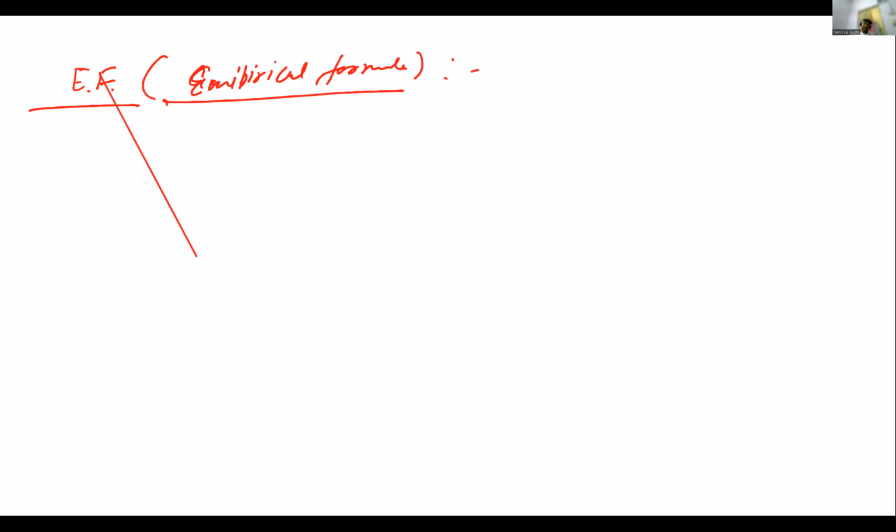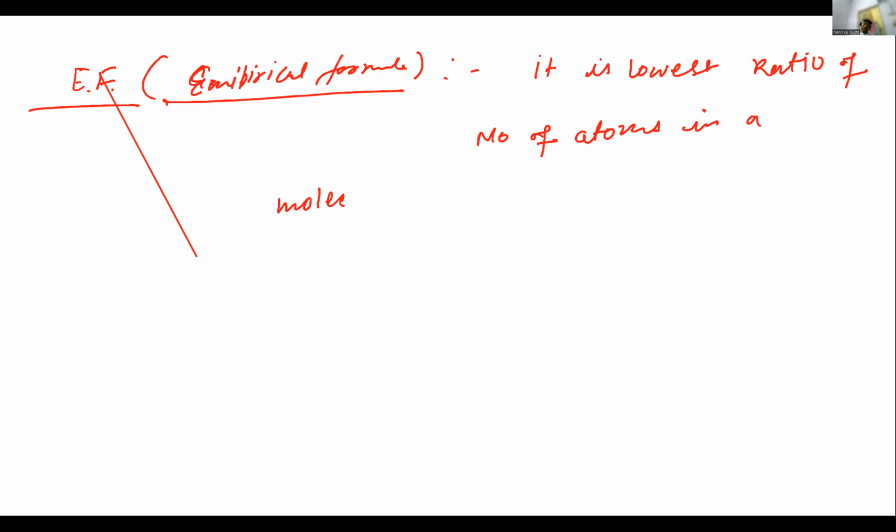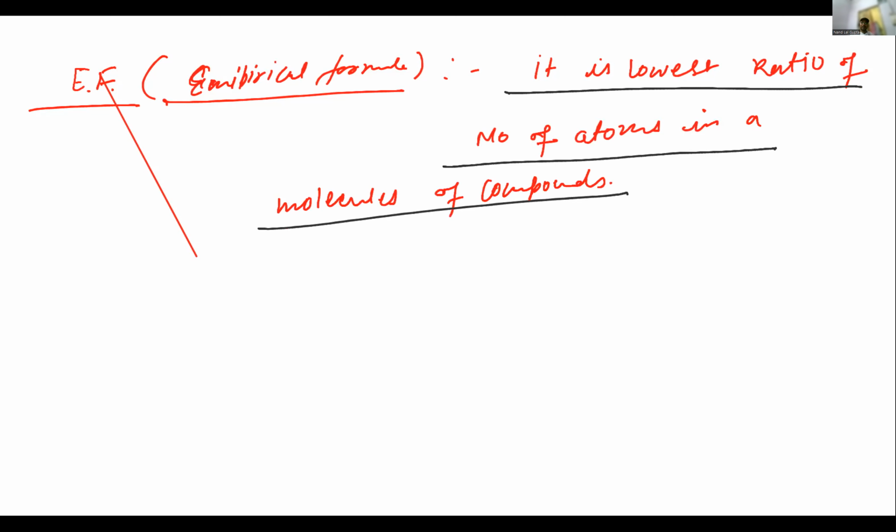Empirical formula: they are saying it is the lowest ratio of the number of atoms in a molecule of compound. So you can see, the definition is the lowest ratio of the number of atoms in a molecule of compound.